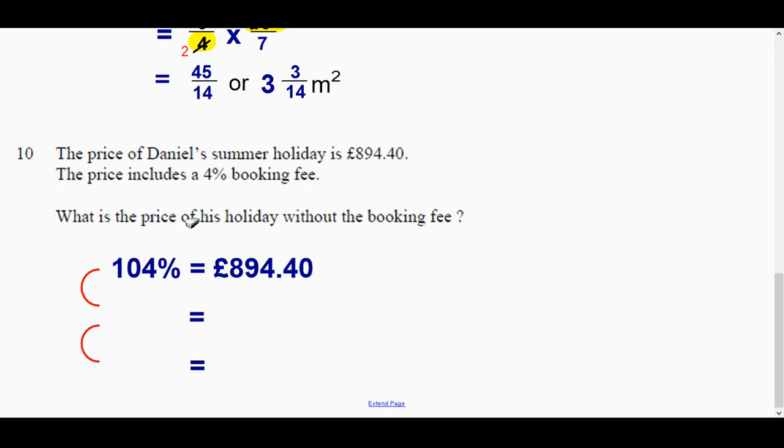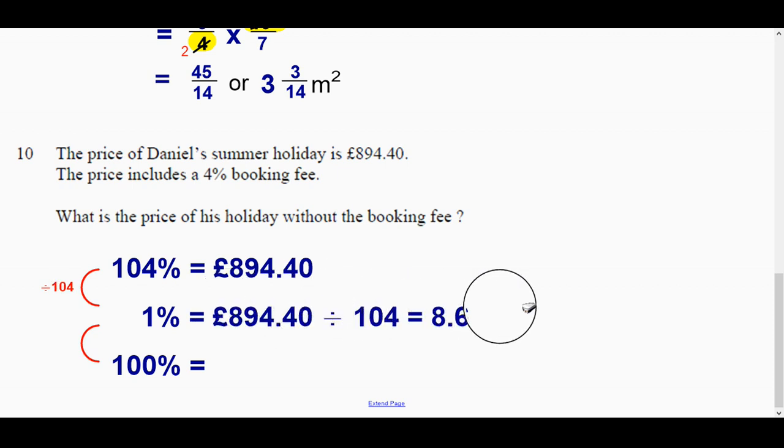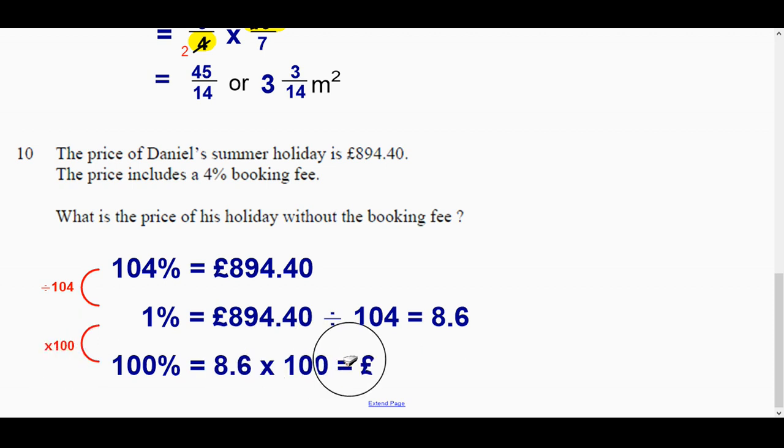Now, the idea here is to get down to 1% and then back to 100%. That's a kind of technique, if you like. Bounce down to 1% and back up to 100. So how do you get from 104 down to 1%? Well, divide by 104. But we've got to do the same to the other side, so I'm going to divide that by 104. It's going to give me 8.6. So 1% is 8.6. Now how do I get up to 100%? Well, you times by 100. But I've got to do the same to the other side, and that's going to give me £860.